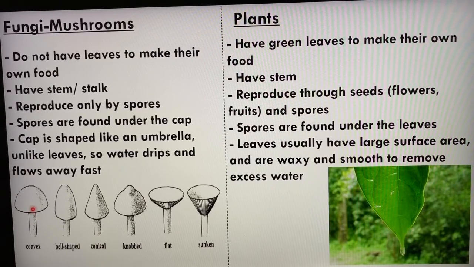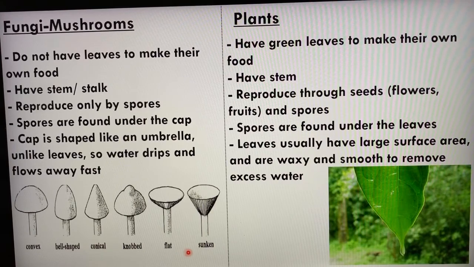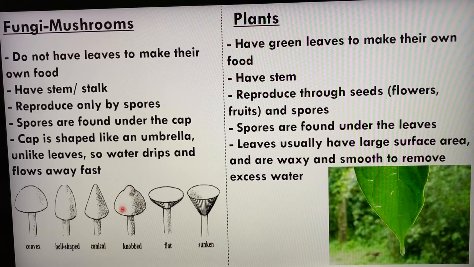So these are the different shapes of the caps of mushrooms that I found. Convex shape, bell shape, conical shape, knob shape, flat shape, sunken shape. So usually they are in this shape like an umbrella so that the excess water will drip off. So take note, children, this is a very important clue or characteristic of mushrooms. The cap, so you don't confuse it with the leaves of the plant.